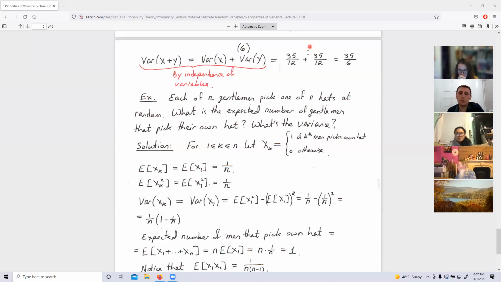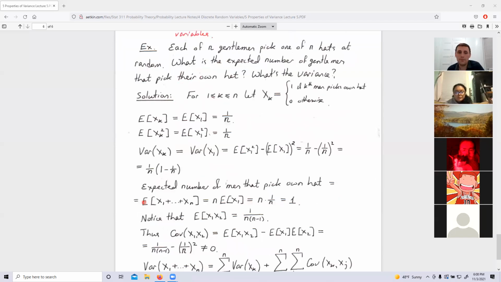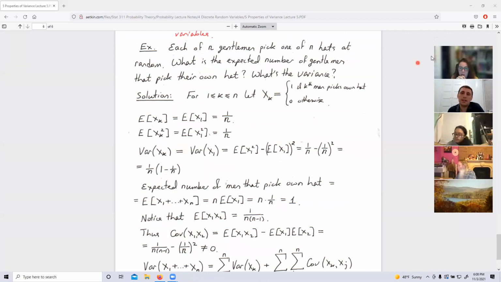And what do we know about the expected value of the sum? It's just the sum of the expected values, or n times one of them, which is simply 1. So the expected value is 1. And now let's calculate the expected value of the product x1 and x2. Do you see that it is equal to 1 over n times n minus 1? Why is that the case? You can see that in many ways.